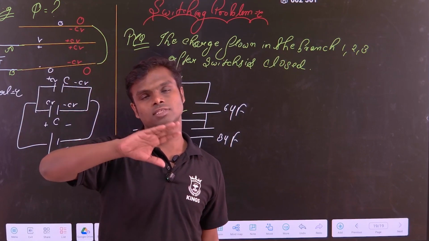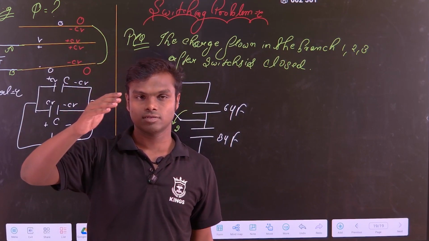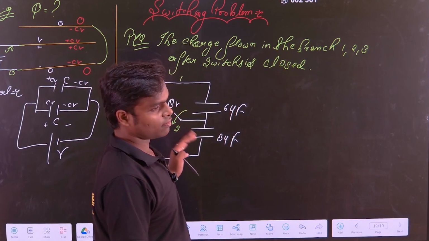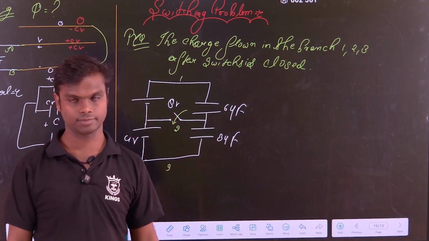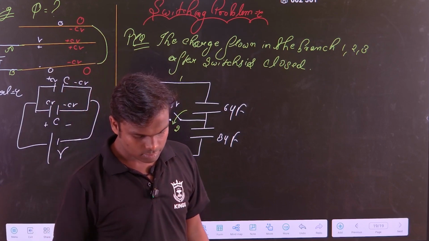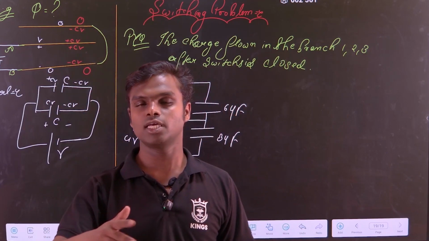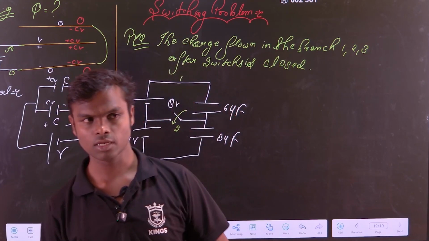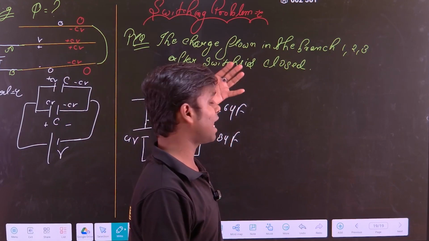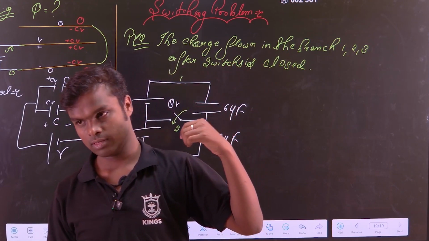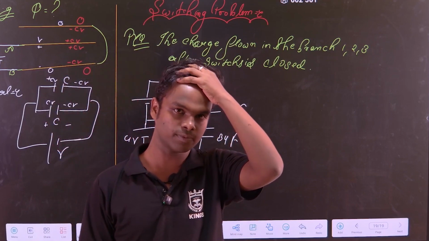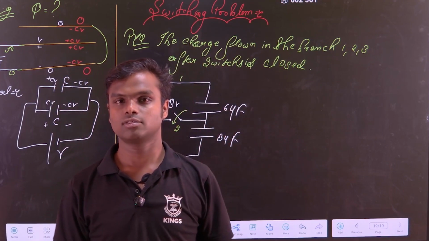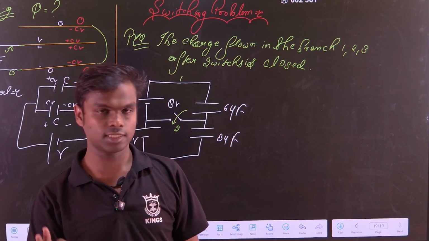First, solve the circuit for whatever condition is given, whether the switch is open or closed. Then take it to the final condition which has been asked in the question, and again solve the circuit. After this, analyze the circuit. That is the step you have to follow.